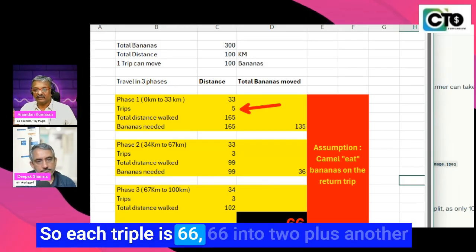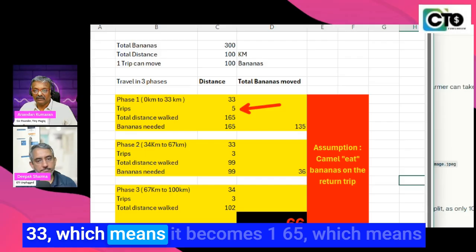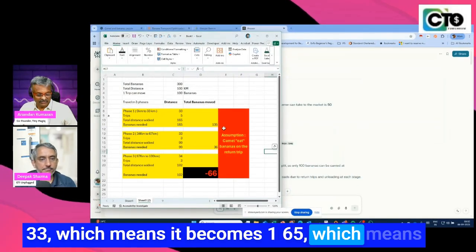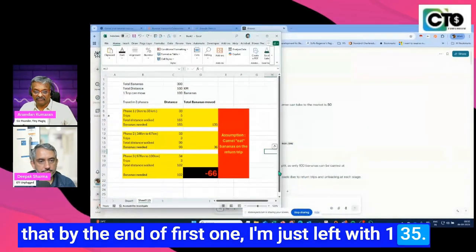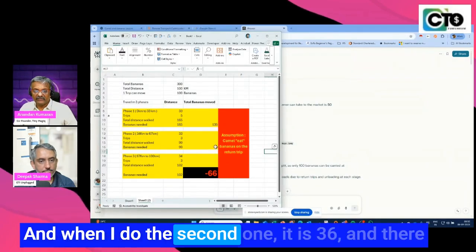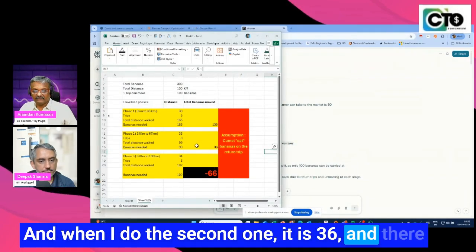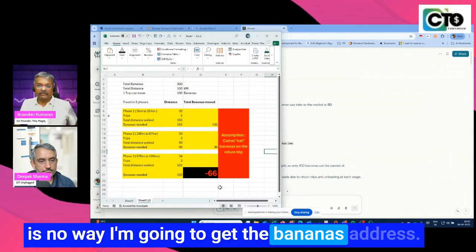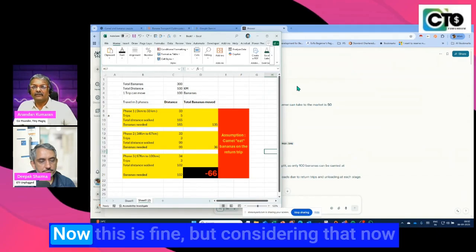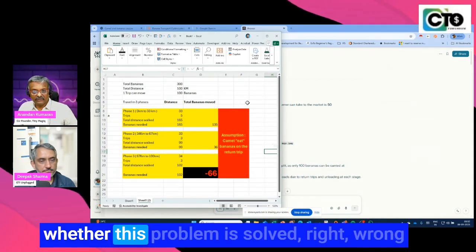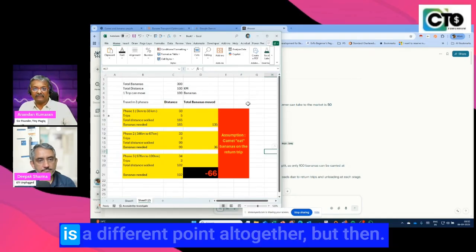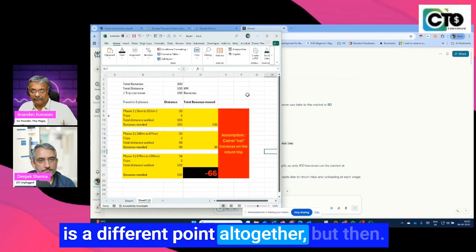So basically, I have two trips of 33, 66 into 2. So each round trip is 66, 66 into 2 plus another 33, which means it becomes 165, which means that by the end of the first phase I'm just left with 135. And when I do the second one, it is 36. And there is no way I'm going to get the bananas across. Now, whether this problem is solved right or wrong is a different point altogether.